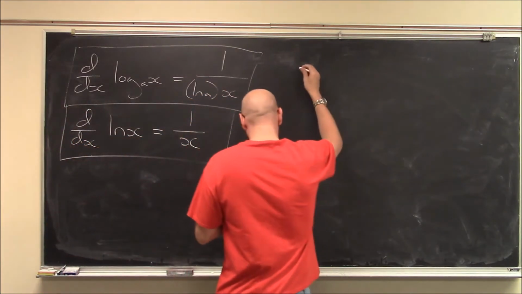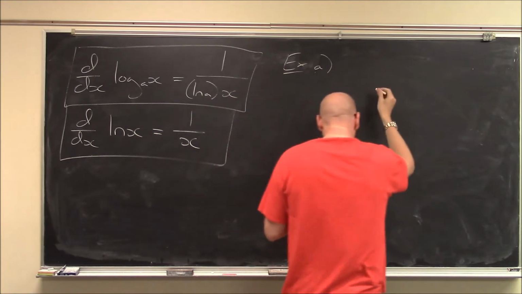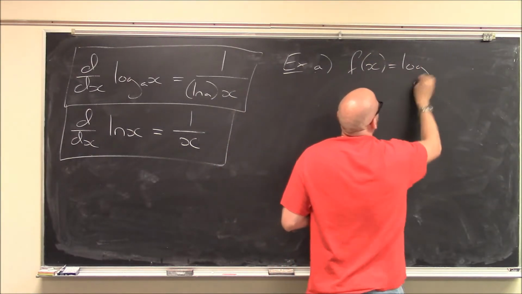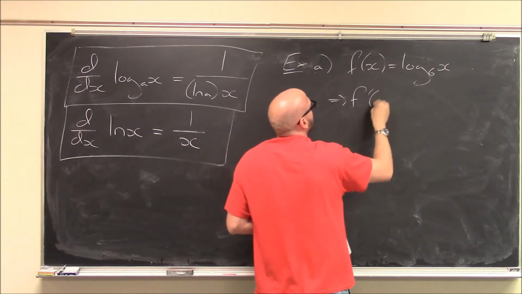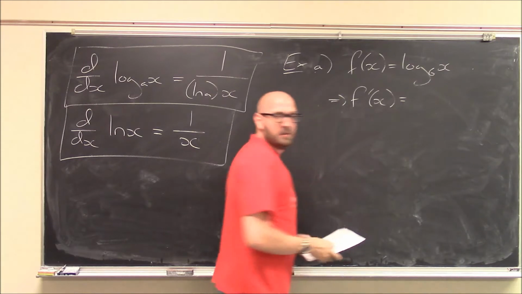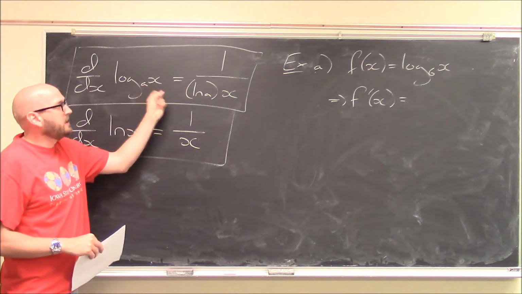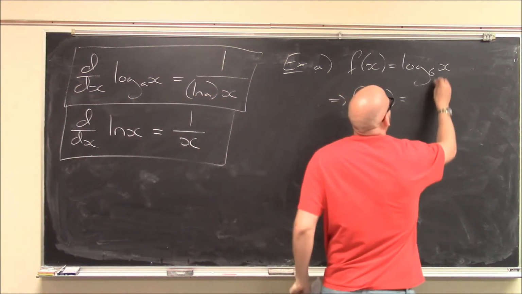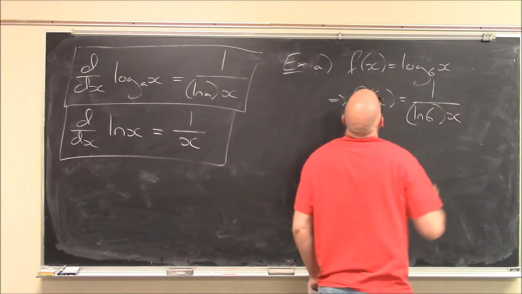So a couple of simple examples. Let's say f of x is log to the base 6 of x. What's my derivative? Well, here we have log to the base a, but a is 6. So the derivative is just going to be 1 over ln of 6 times x.